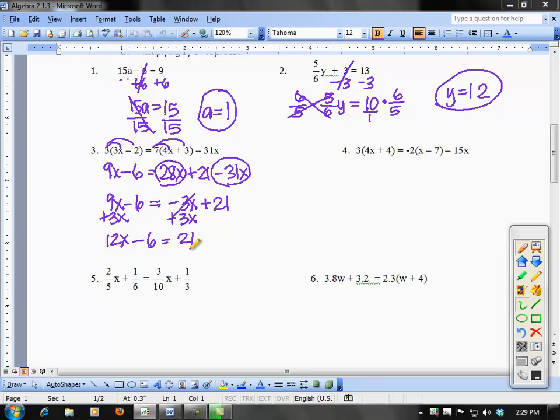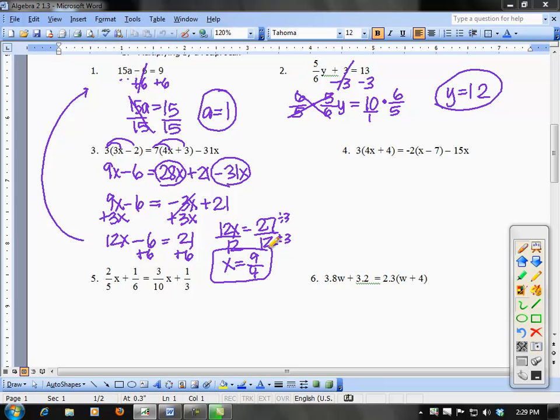Now this has the same form as number 1. So now that it's as simplified as I can go, I could just do the work from above. So we're going to add 6 to both sides. 12x equals 27. I can divide by 12. x equals 27 over 12. Now I can reduce this fraction because both of these are divisible by 3. If I divide 27 by 3, I get 9. If I divide 12 by 3, I get 4. This is the answer I'm looking for.